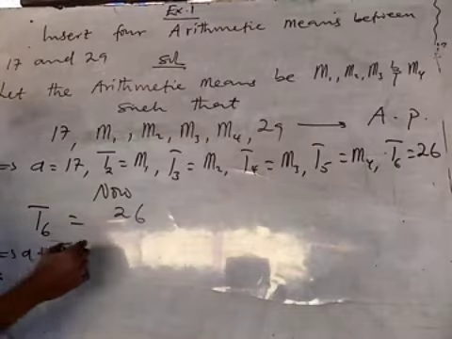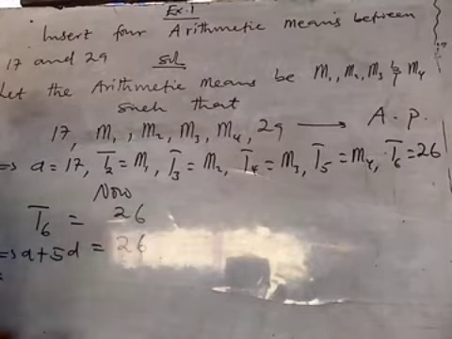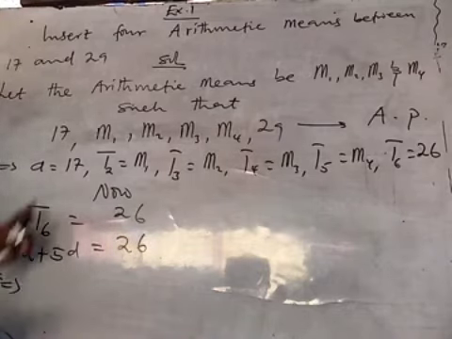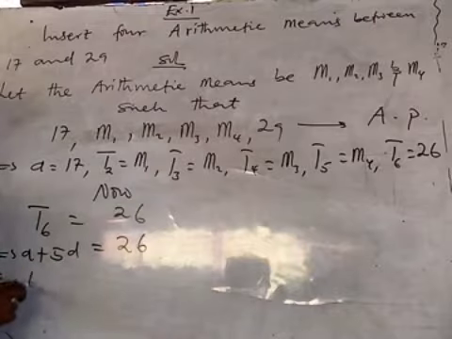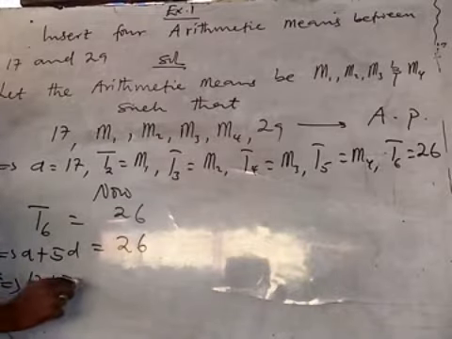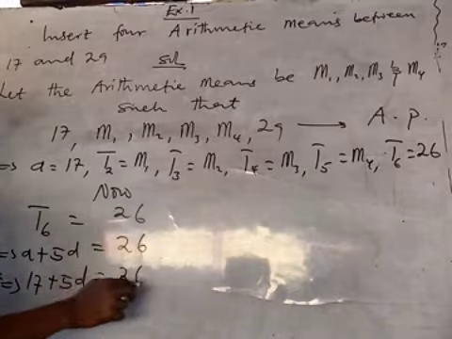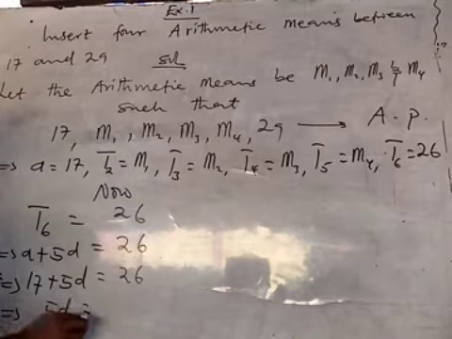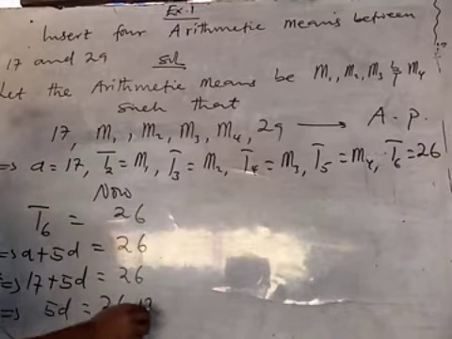And what is the value given? The value is 26. Remember that the first term is given to us from the question. The first term is 17. So we can insert the value of the first term into this relation. It now means that 17 plus 5D is equal to 26, which means 5D is equal to 26 minus 17, since 17 crosses over and becomes minus.